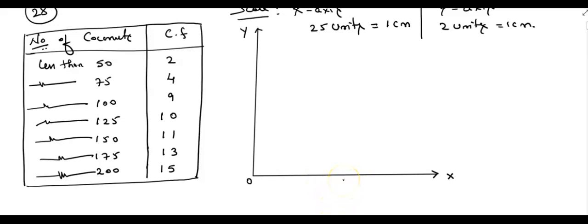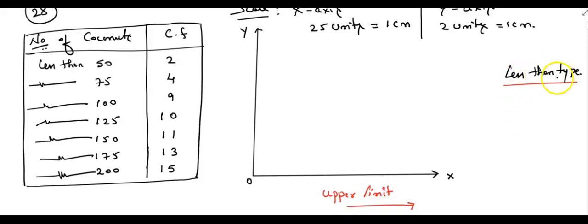Okay. Now one thing you need to remember. Whenever they ask you less than type, understood? You have to take the upper limit. So in less than 50, less than 75, less than 100. If they give less than type, you have to take upper limit values. Remember, you have to write the opposite of it.